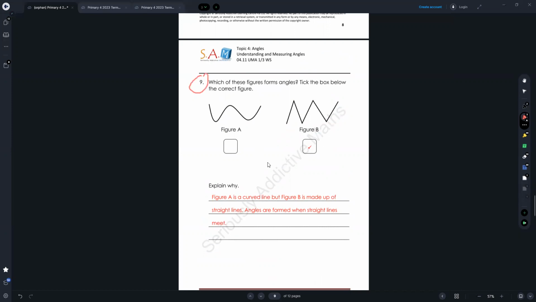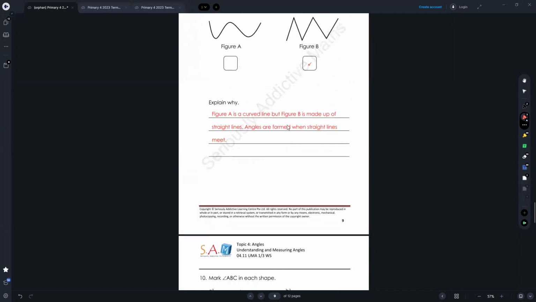Perhaps just go through question 9. Which of these figures form angles? All right, so the correct one is B. Why? Because angles are formed when straight lines meet. So they have to have straight lines.